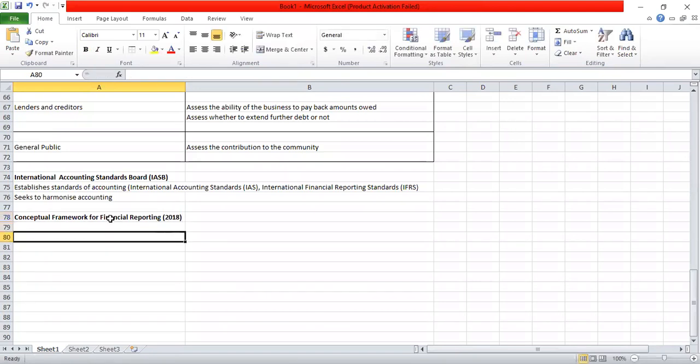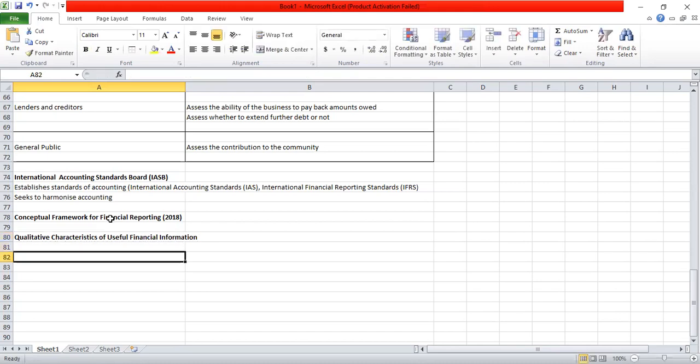Now, in this framework, they gave us what we call the qualitative characteristics of useful financial information. So by this we mean for information to be useful to the users, remember they need to use it, it has to meet these minimum characteristics. So these are the minimum characteristics that financial information must meet for it to be useful.